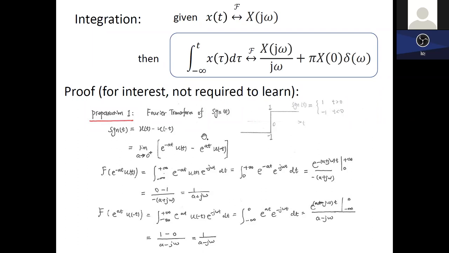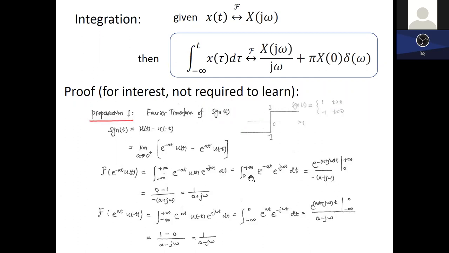We can see it from calculating the Fourier transform on the first term. Let's now calculate the Fourier transform of exponential minus at u of t using the standard definition. It should be integration from minus infinity to plus infinity. However, because of this step signal u of t, which takes value zero when t is negative, we can reduce the integration interval. We can take the integration from zero, because everything less than zero, the value is zero. So that does not affect the integral.